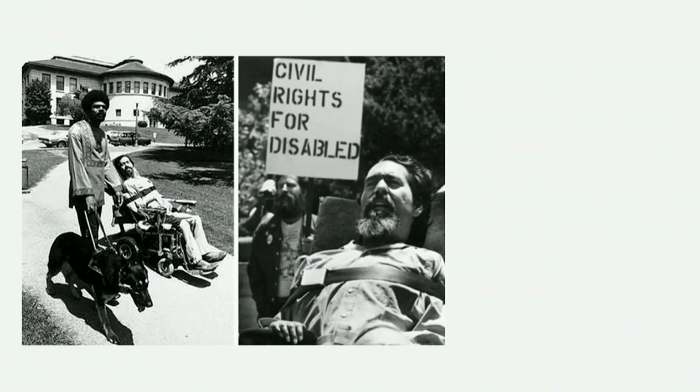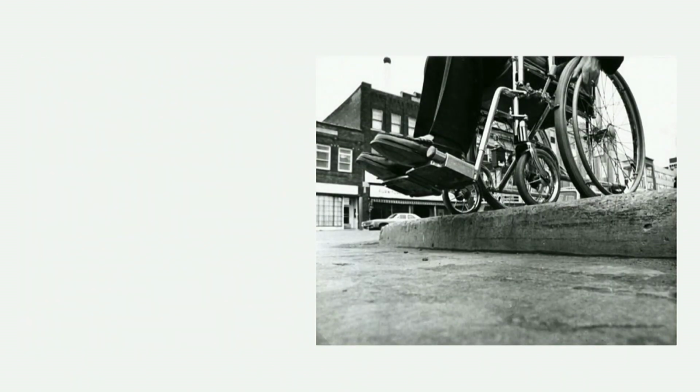And a group of students in Berkeley, California, are fighting for civil rights for disabled people. And one of their top requests is just being able to cross the street independently and safely. Because every time they want to cross the street, they're encountering a physical barrier.